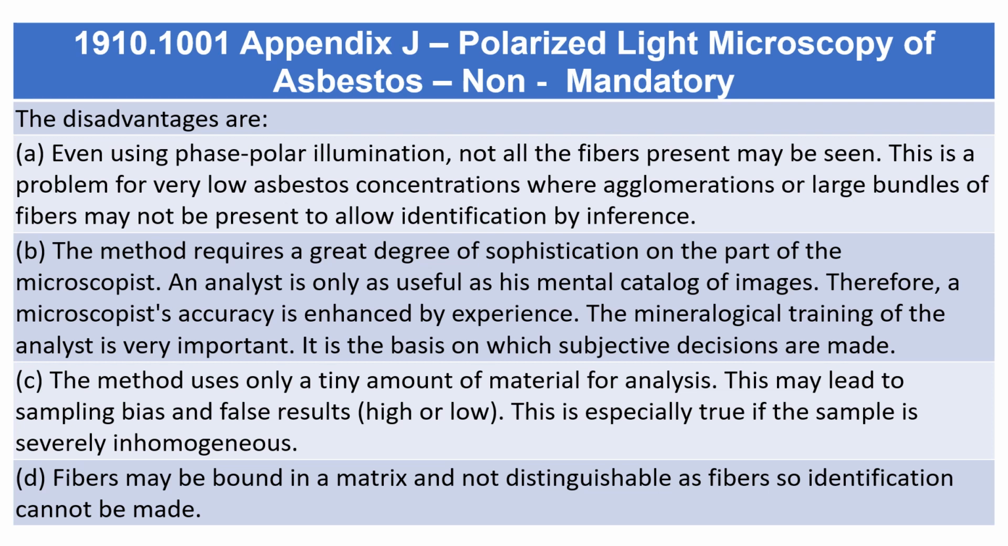Even using phase-polar illumination, not all the fibers present may be seen. This is a problem for very low asbestos concentrations where agglomerations or large bundles of fibers may not be present to allow identification by inference. B. The method requires a great degree of sophistication on the part of the microscopist.